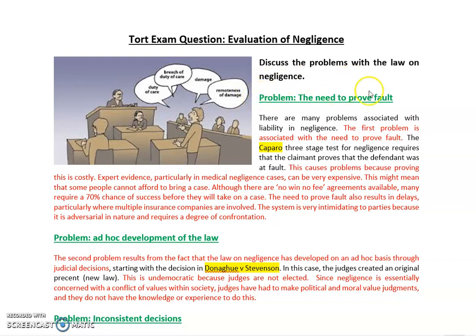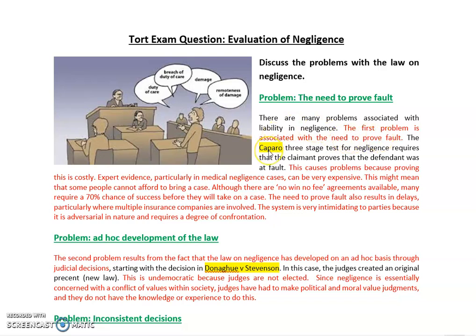So as I've said, the subheadings are just so you can follow it on the screen. I wouldn't have them in the exam. So we'll just ignore them as we go through the rest of the essay. So I've started off with a bit of an introduction, and in your introduction, you always want to link back to the question wherever possible. So I've started off by saying there are many problems associated with finding liability in negligence. And then the first problem is associated with the need to prove fault.